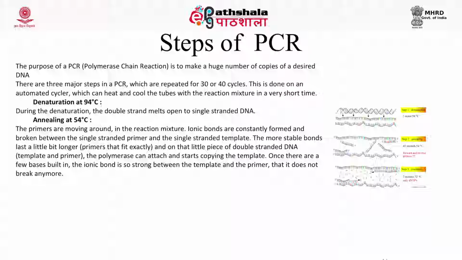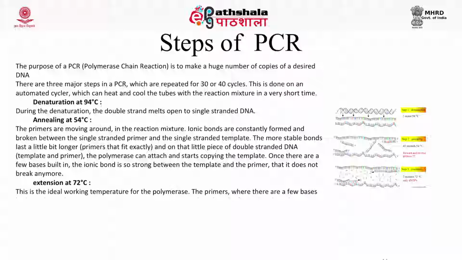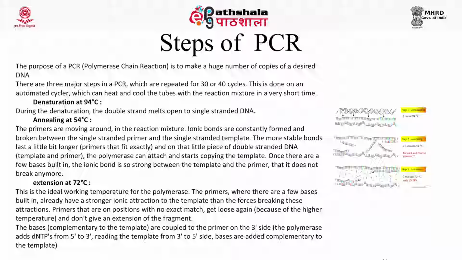This leads us to the third important step, that is extension. Extension takes place at 72 degrees centigrade. The primers which are attached to the single-stranded DNA are acted upon by DNA polymerase, which is a thermostable DNA polymerase. The DNA polymerase adds dNTPs or nucleotides from 5' to 3' direction and extends the fragment, thereby leading to amplification of the DNA fragment.